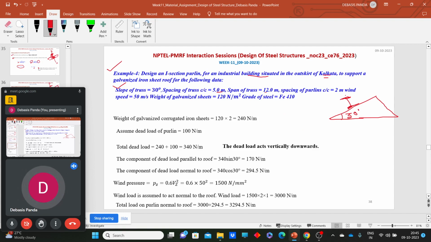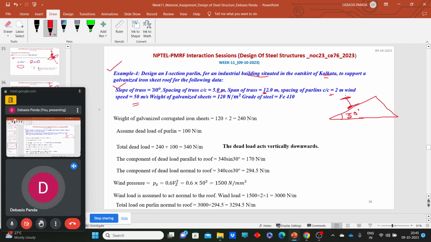Span of truss is given as 12 meter. Spacing of purlin is given as 2 meter. That means the spacing is needed. Wind speed is given as 50 meter per second. Now to calculate the dead load of the galvanized sheet, the weight of the galvanized sheet per meter square is given as 120 Newton per meter square. Grade of steel, for design consideration we need to consider as Fe410.